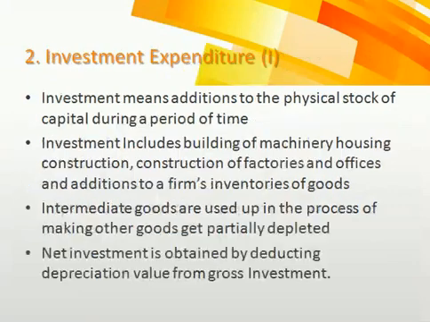Second is investment expenditure. Investment means addition to the physical stock of capital during a period of time, and investment includes building of machinery, housing, construction of factories, offices, and additions to a firm's inventory of goods. Intermediate goods are used up in the process of making other goods and get partially depleted. Like if we are manufacturing a building, then we are using many machineries to manufacture those buildings, and those machinery will be worn out. So that will be subtracted from calculating the investment expenditure. And finally, net investment is obtained by deducting depreciation value from gross investments.